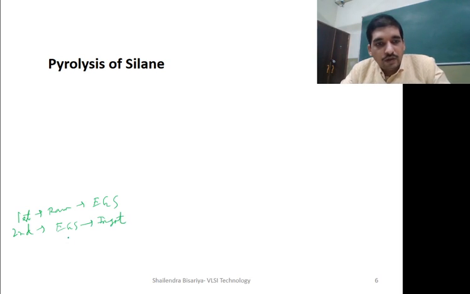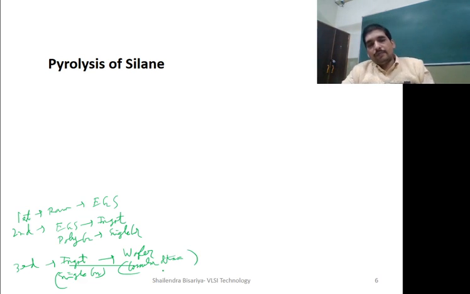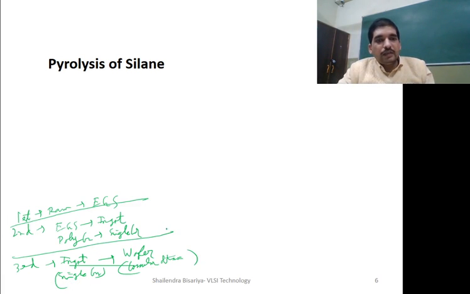Ingot formation means that from the polycrystalline structure of silicon which we have obtained, we will now obtain the single crystal silicon structure. This is your second step. Then the third step will be from ingot, that means the single crystal structure, to wafer, that means the circular disc on which we can fabricate our chip. So we have just discussed the first step. The second and third steps will be discussed later in the next lectures.